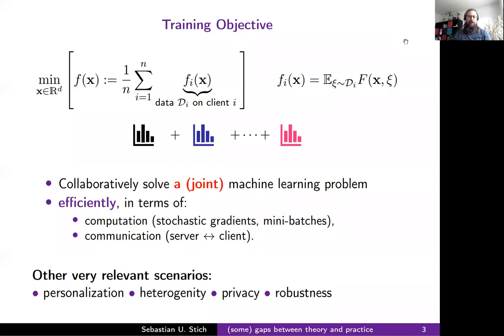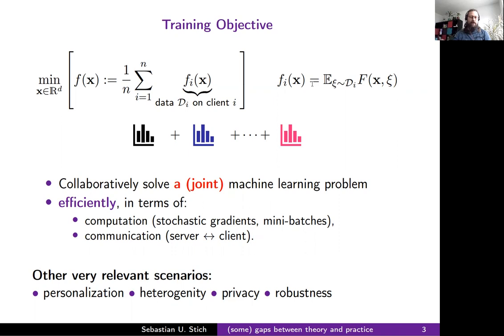So we can formulate this training task as a minimization problem. For instance, in this form, where I say that the objective function, so the loss function, can be split into n components corresponding to the clients. And so each client just holds one share of this objective function. Very often we use the same loss function on all the clients, but of course, the data is very different on each client.